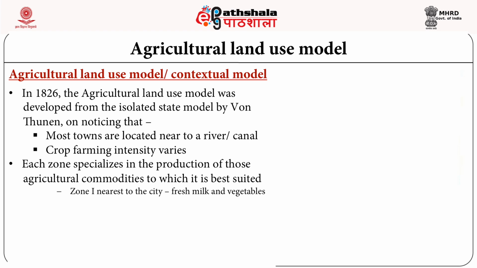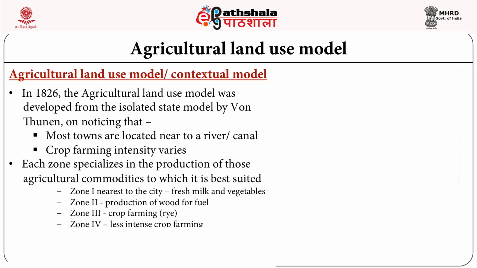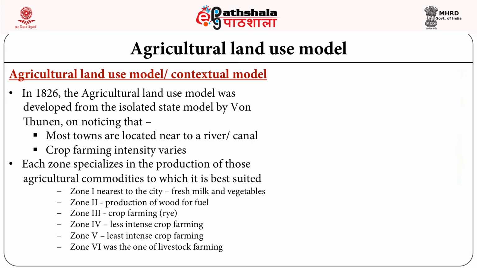Von Thunen noticed that most towns were located near a river or a canal and that the crop farming intensity varied. So, he formulated that each zone specializes in the production of those agricultural commodities to which it is best suited. Therefore, zone 1, which is nearest to the city, should have fresh milk and vegetables, with zone 2 focusing on the production of wood for fuel, zone 3 for crop farming, zone 4 for less intense crop farming, zone 5 for least intense crop farming, and zone 6 for livestock farming.